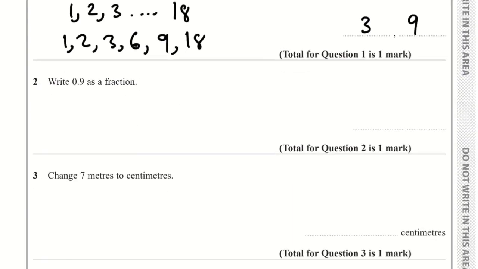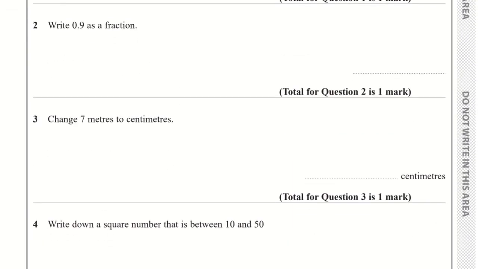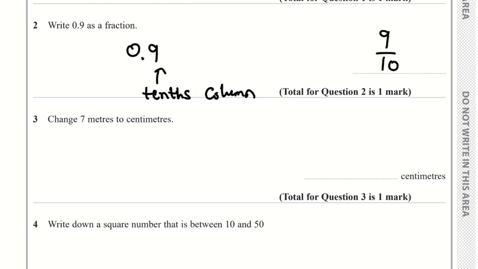Let's go to number 2. For question number 2, it says write 0.9 as a fraction. How would you do this? Now look at this 0.9. This 9 here is the 10th column, okay? Now if you have to write this as a fraction, it's going to be 9 over 10. That is how you convert from a decimal to a fraction. If you divide 9 by 10, you're going to have 0.9.